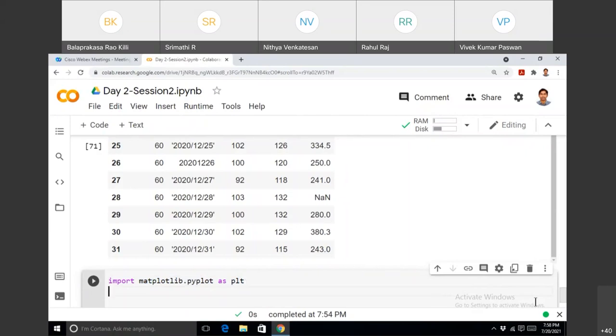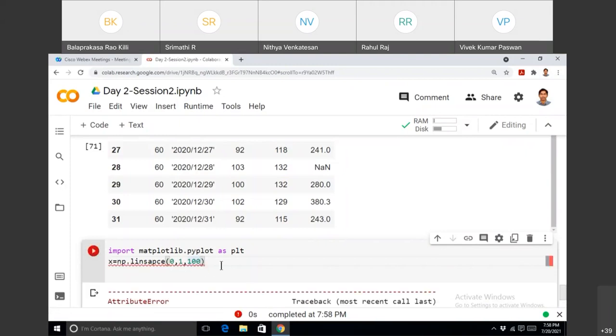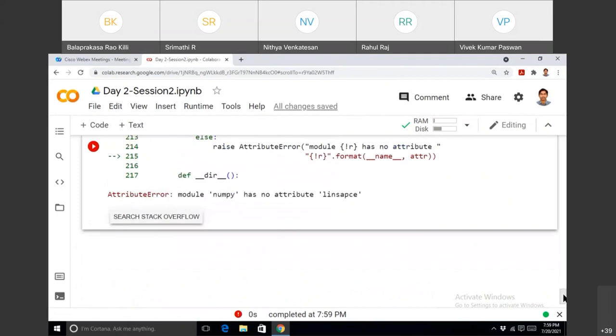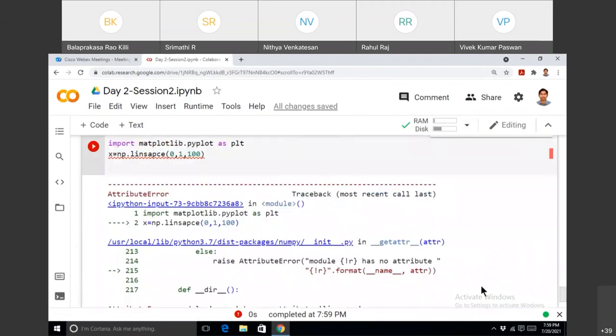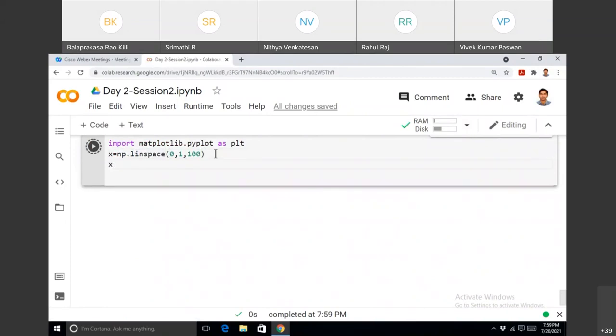Now, first let me tell you the basic way to generate a plot, then the direct way. Suppose first let me generate some data. Just now we have seen NumPy, so we know how to generate data using NumPy. I am generating using np.linspace, 0 to 1, 100 points. Attribute error: module NumPy has no attribute linspace, okay, a spelling mistake. Okay, I have generated x. Now if you want to see x, you can see.